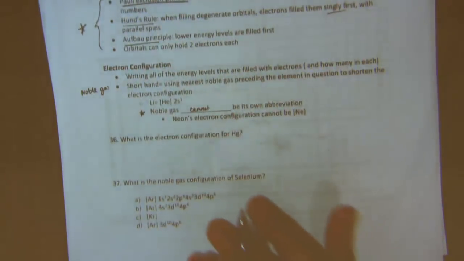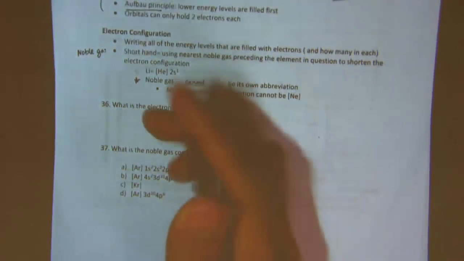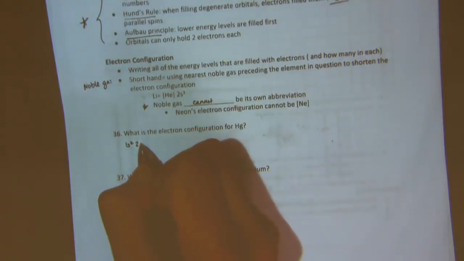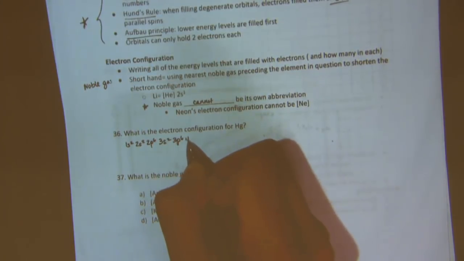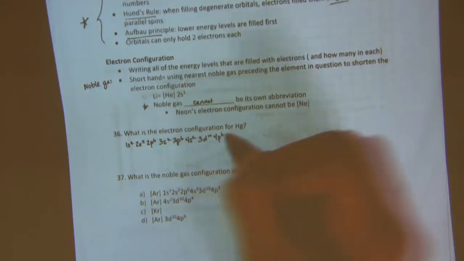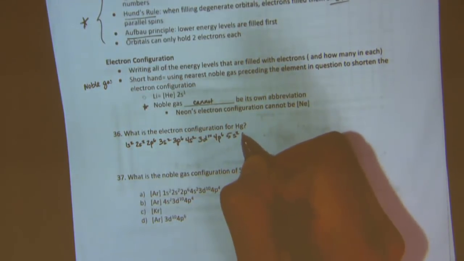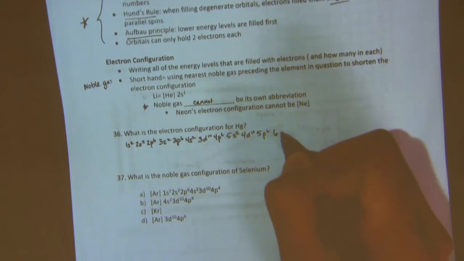It'd be nice, right? So for mercury, we're going to practice a little bit. For mercury, we have 1s2, 2s2, 2p6, 3s2, 3p6, 4s2, 3d10, 4p6, and it just keeps going.